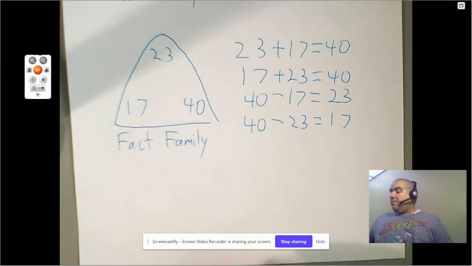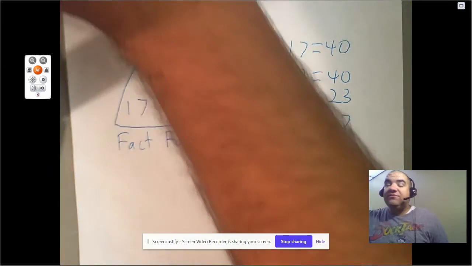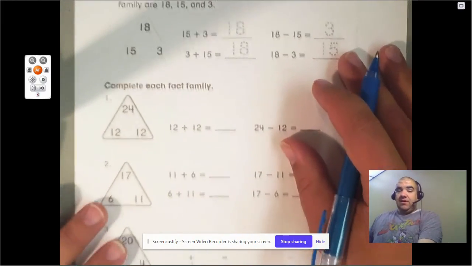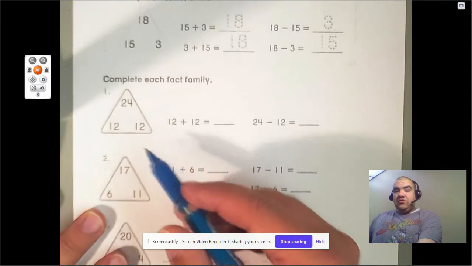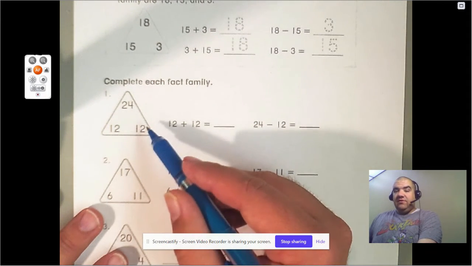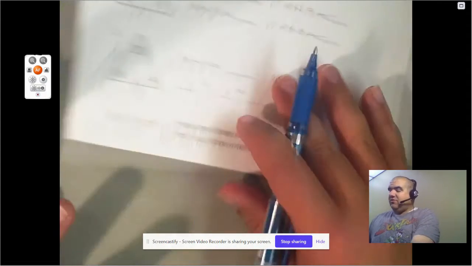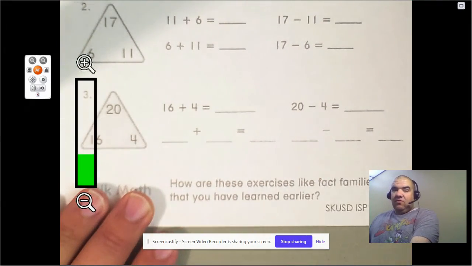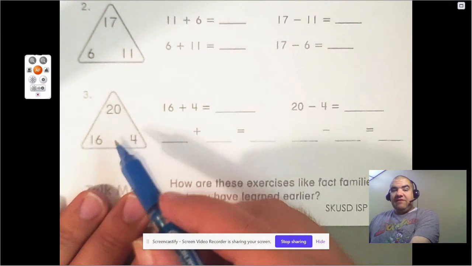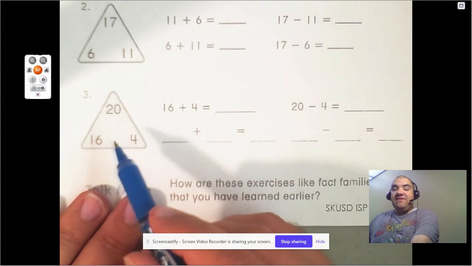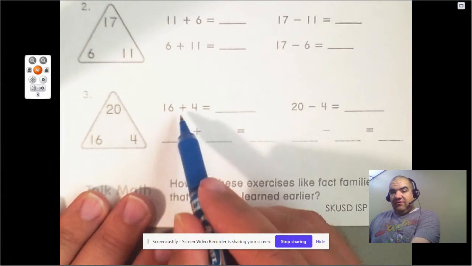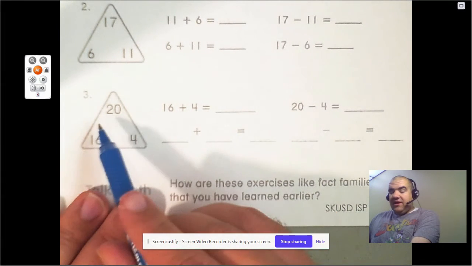Let's do one more, but let's actually do it from the packet. Let's do number 1. 24, 12, and 12. Actually, let's just do the harder one. Let's go down a little bit and let me zoom in. 20, 16, and 4. Now, like I said, fact families have the same three numbers. So we know that 16 plus 4 equals 20.